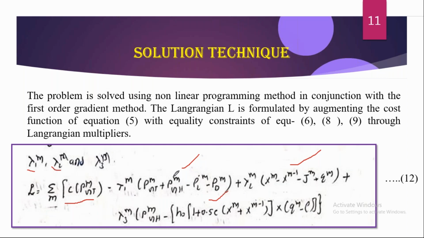For measuring these three parameters, lambda 1, lambda 2, lambda 3, we have to use the Lagrange multiplier, and in the Lagrange multiplier we have to substitute the three equations 6, 8, 9. If you substitute these equations, it will look like this. So note down this equation. By using this equation, we can find lambda 1, lambda 2, lambda 3. Let me see how we can find them. So just note down this equation.